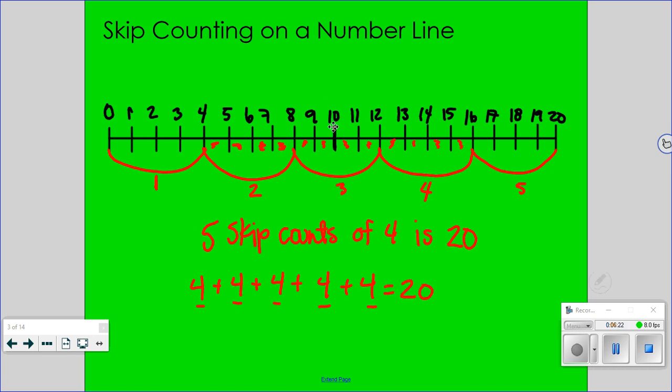So this bottom part is math language, and this top part is regular English. It's important as mathematicians to be able to translate English into math language and then math language back into English so we know what it is that we're talking about.